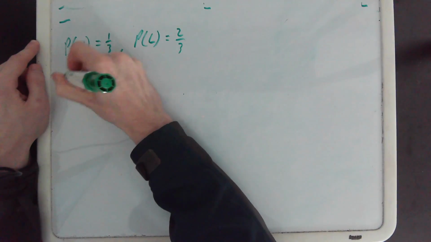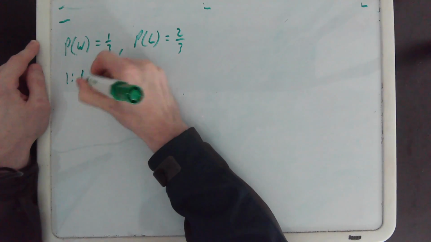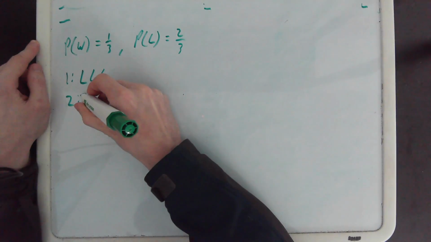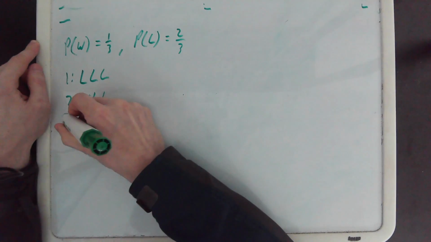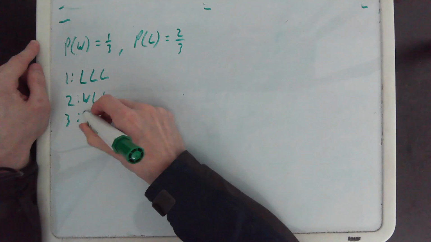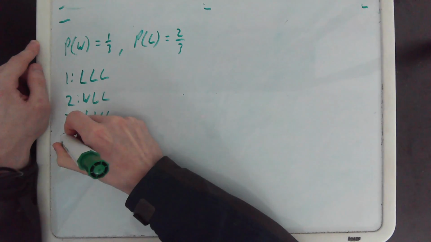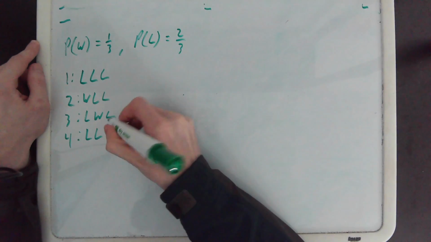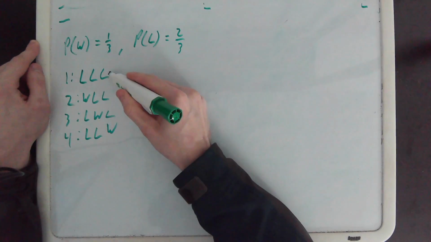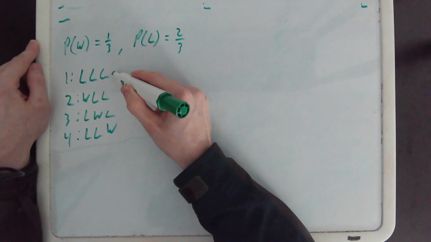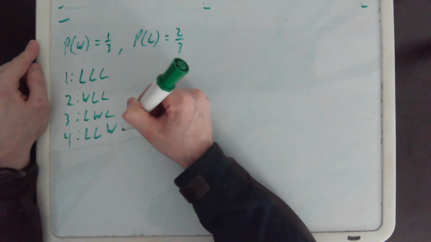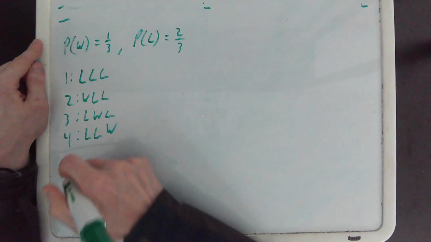So start with case 1, we could lose all 3, right? So we could get lose, lose, lose. Case 2 could be win, lose, lose. Case 3, we could get lose, win, lose. Case 4, we could get lose, lose, win. So this first one is the case where we lose every ticket. Cases 2 through 4, these are all the cases where we get exactly one winning ticket.